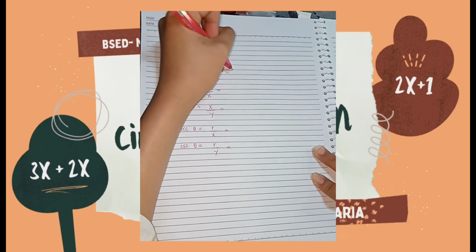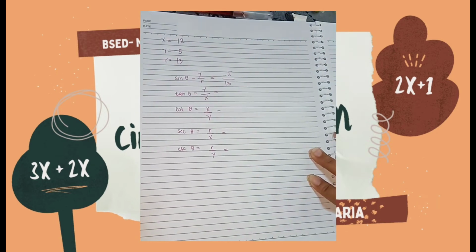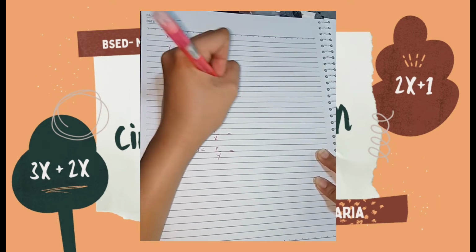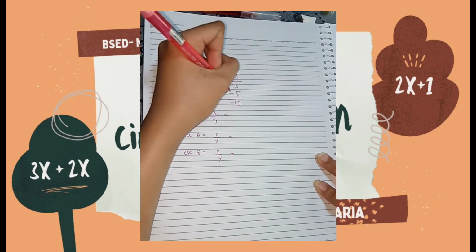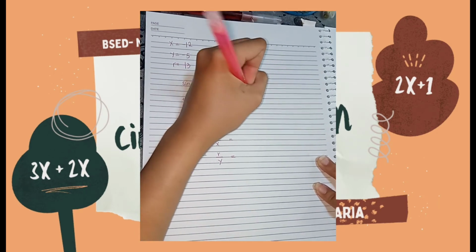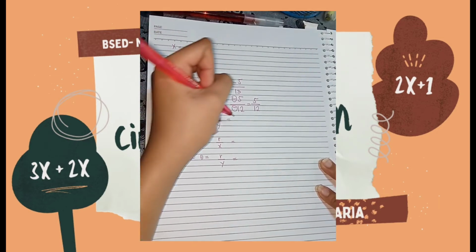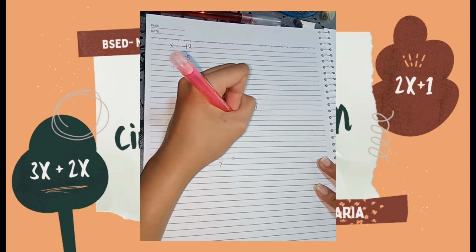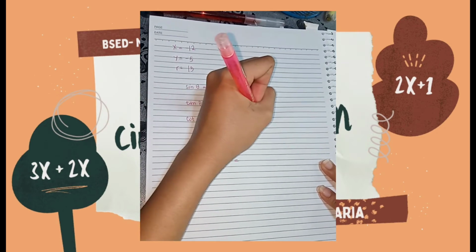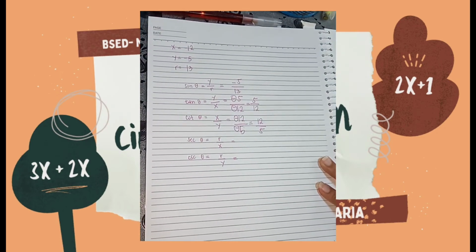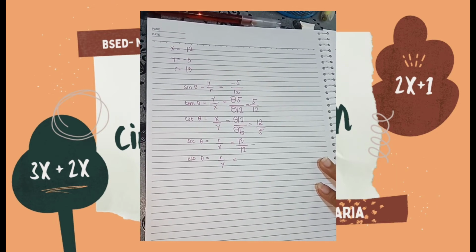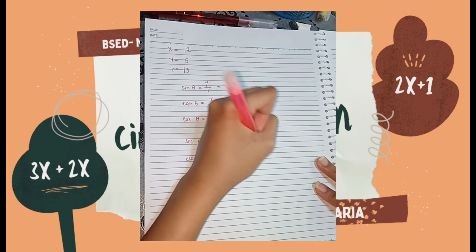Sine theta, that is y over r, that's negative 5 over 13. Tangent theta, y over x, that's negative 5 over negative 12. Negative divided by negative will be positive 5 over 12. Cotangent theta, x over y, that's negative 12 over negative 5, which is positive 12 over 5. Secant theta, that is r over x, that is 13 over negative 12, that will be negative 13 over 12.